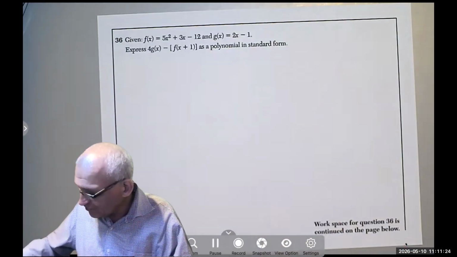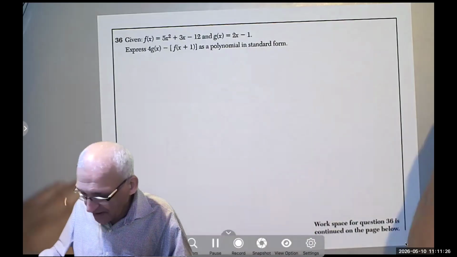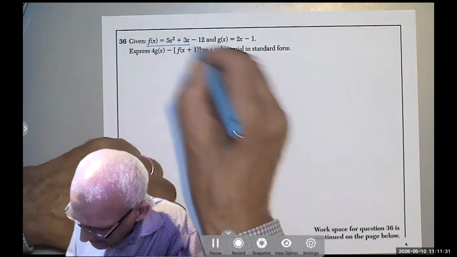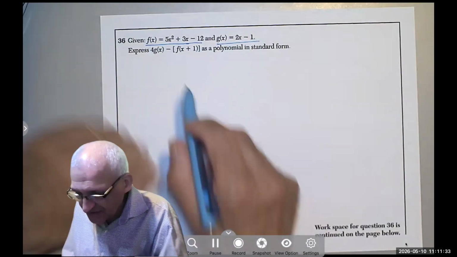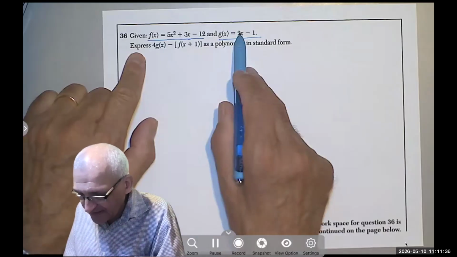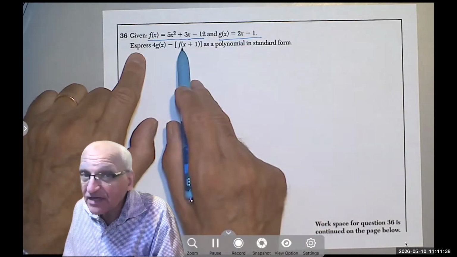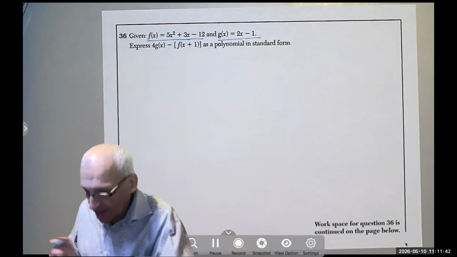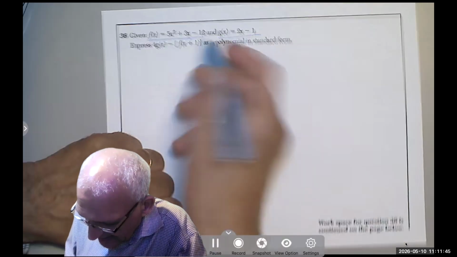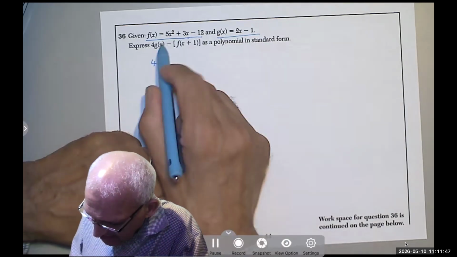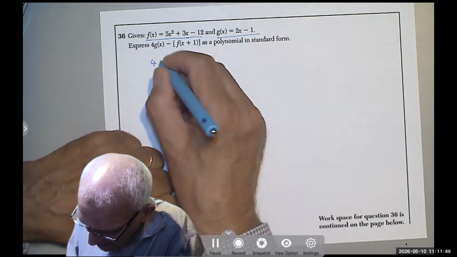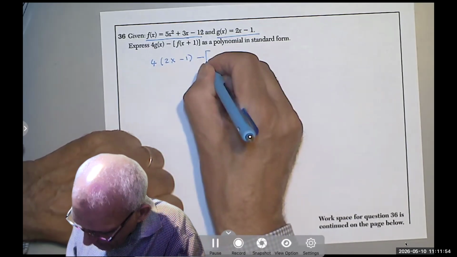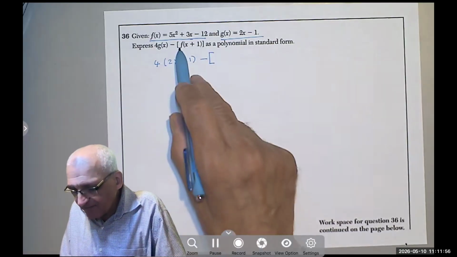Now, when we move to the next problem, it gives you f of x and g of x, and asks you to express 4g of x minus f of x plus 1 as a polynomial in standard form. Okay, so I'm going to write it exactly as I see. I write 4, I see g of x, I replace it by 2x minus 1. Minus, I open a bracket. It tells me f of x plus 1.